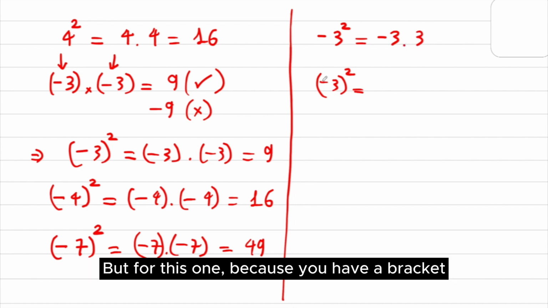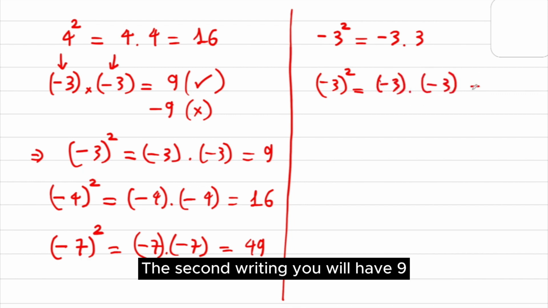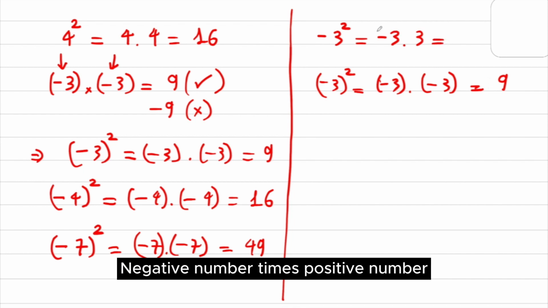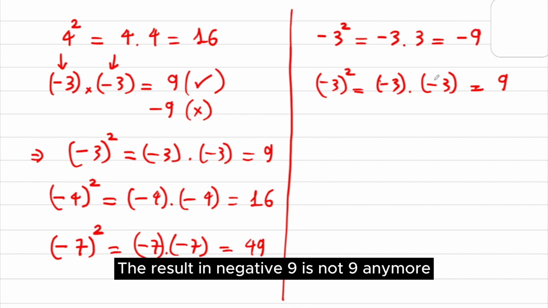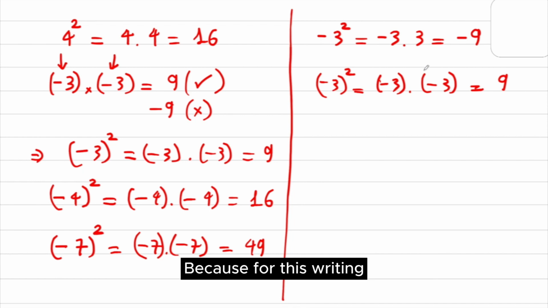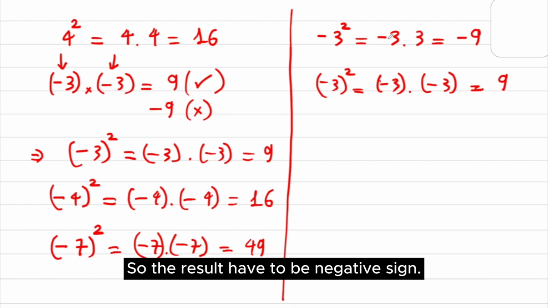But for this one, because you have the bracket, you will have two brackets multiplied together like this. The second form, the second writing, you will have 9. Of course, you already know about this. But for this one, you have to wait. Negative number times positive number, so the result will be negative 9. It's not 9 anymore because for this writing, you have a negative number multiplied by a positive number, so the result has to be on the negative side.